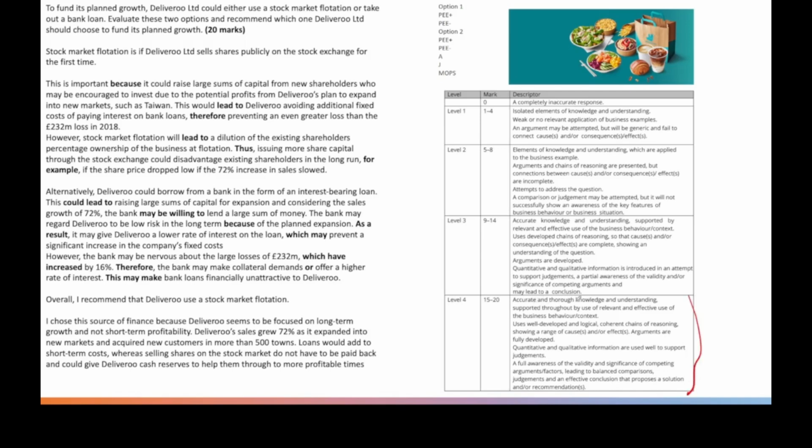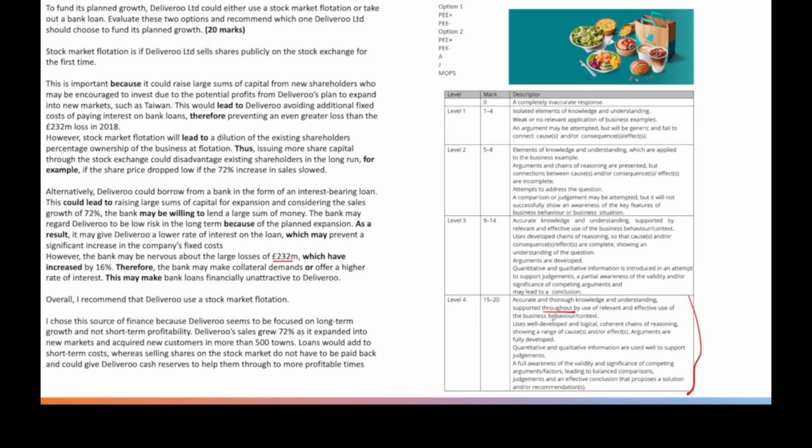And is it accurate and thorough knowledge and understanding supported throughout? Okay. Now you've got to get used to this word throughout. Throughout is every paragraph and the conclusion. Okay, so we know that this is all contextualized. We've got loads of evidence in there, even though it could be better. And in the justification, we've got 72%, we've got 500 towns, we've got an interpretation of them focused on growth and not short-term profitability. It's obvious they're not focused on short-term profitability, or they wouldn't be having those losses. So actually, it is throughout.